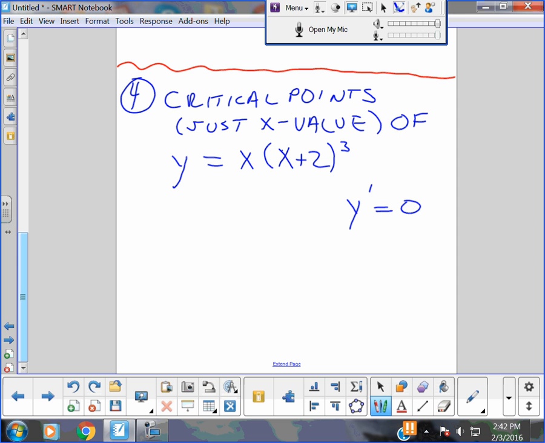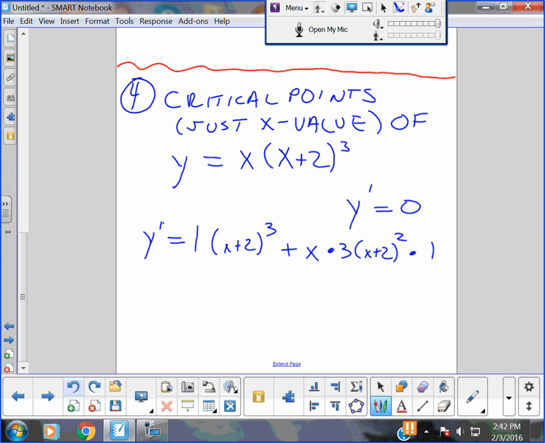Now I have to find the derivative, right? f times g. You guys see it? I'm going to make f of x and g of x plus 2 quantity cubed. So the derivative of x is 1 times x plus 2 cubed, plus x times the derivative of x plus 2 cubed, which is 3 times x plus 2 quantity squared times the derivative of the inside, which is 1. Do you guys agree?